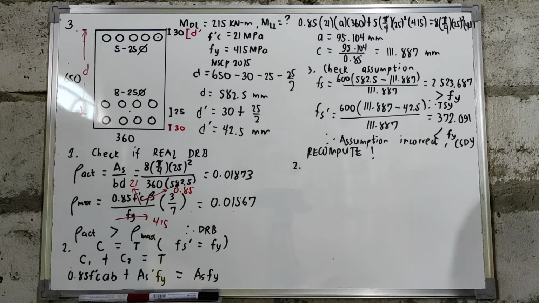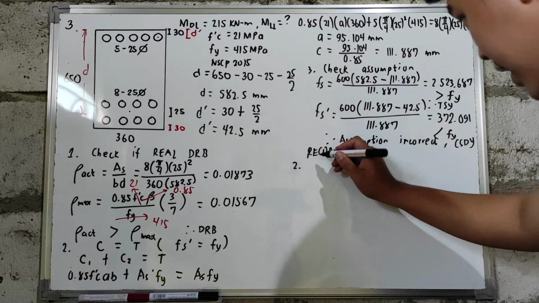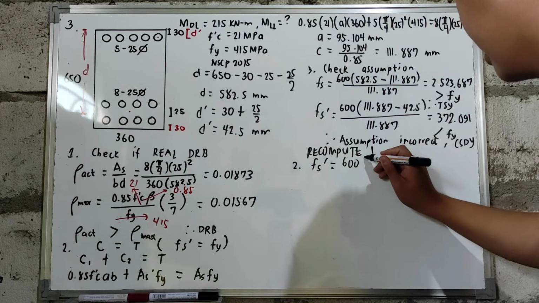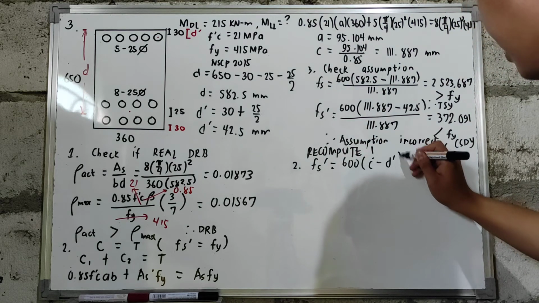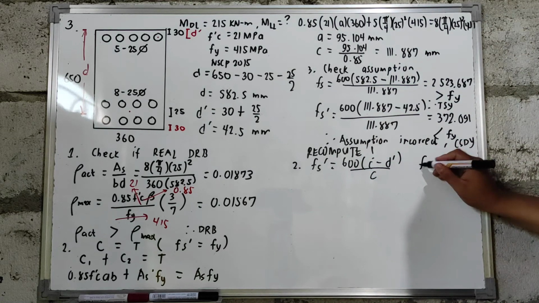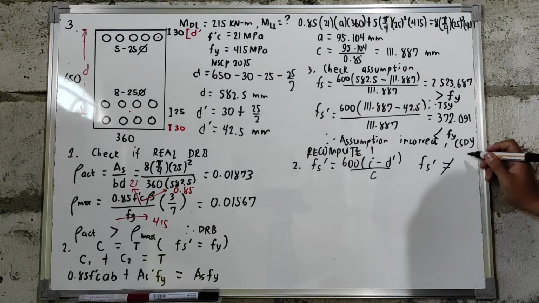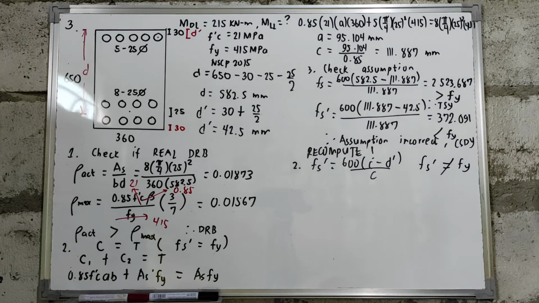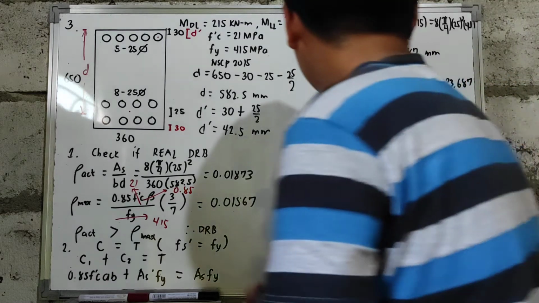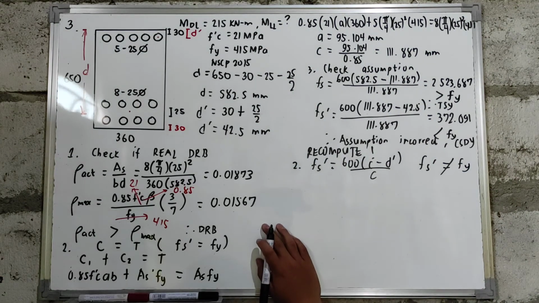Ngayon, mangyayari niyan is, gagamitin na natin yung value ng Fs prime natin na 600, C minus D prime, over C. So, hindi na kasi yung Fs prime natin, we will going to assume na hindi yan mag-equate to the value ng Fy natin. So, with that in mind, gamitin na natin itong formula natin sa Fs prime. So, ulitin natin.